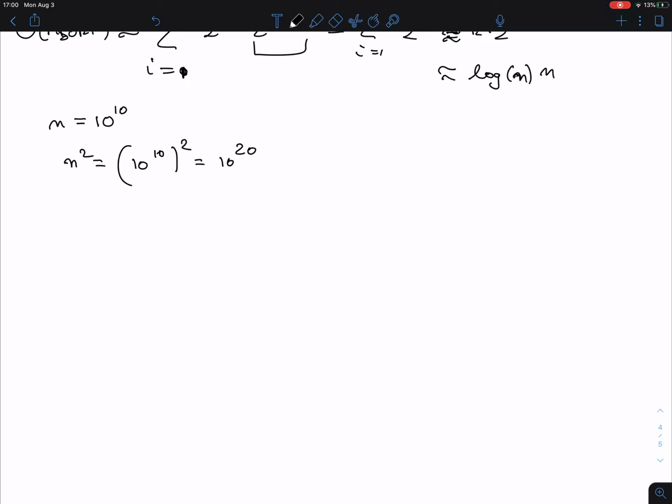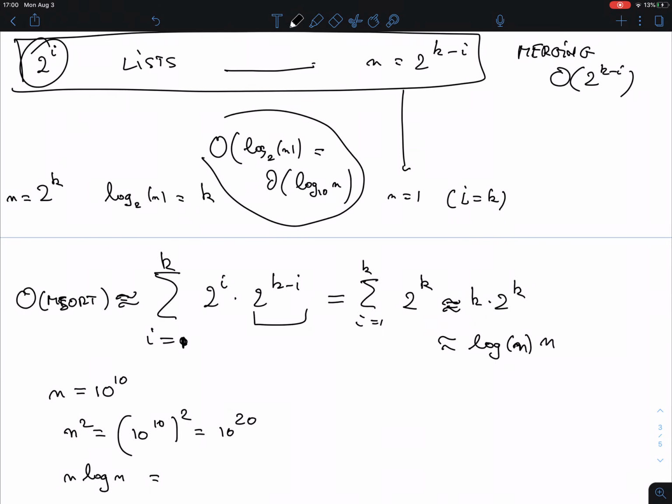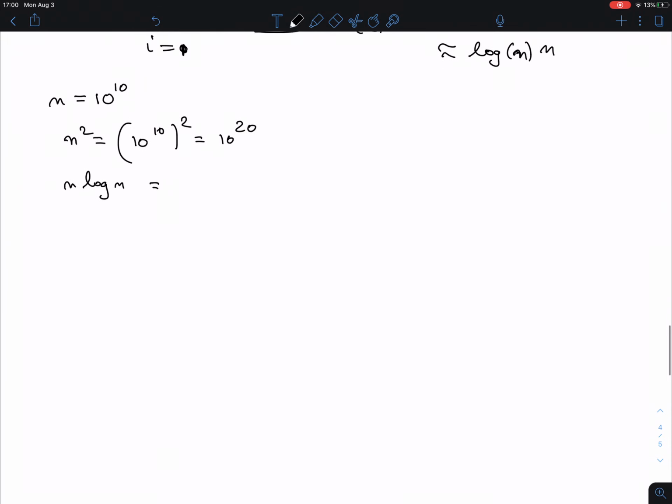What is then, let's compare with n log n. Since I'm talking about O, it doesn't matter which logarithm we take, so I'm going to take log base 10 here. So n is 10 to the 10, and log n is just the exponent, 10. So this is 10 to the 10 times 10, that is just 10 to the power 11. That is way smaller than this thing.